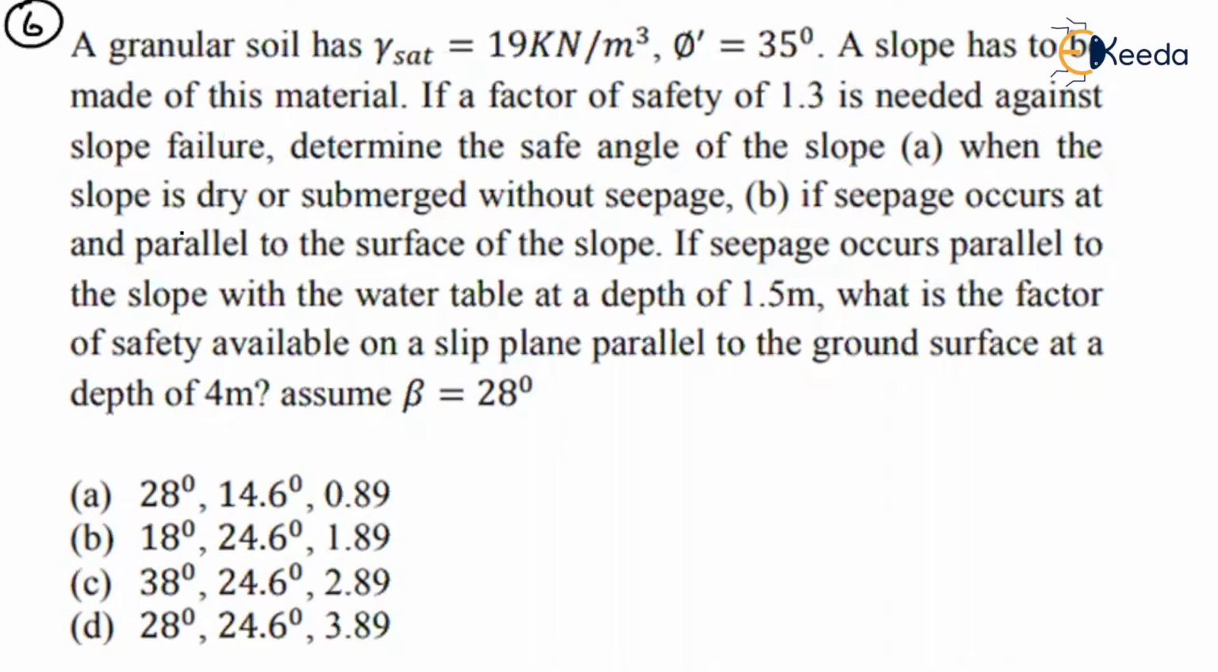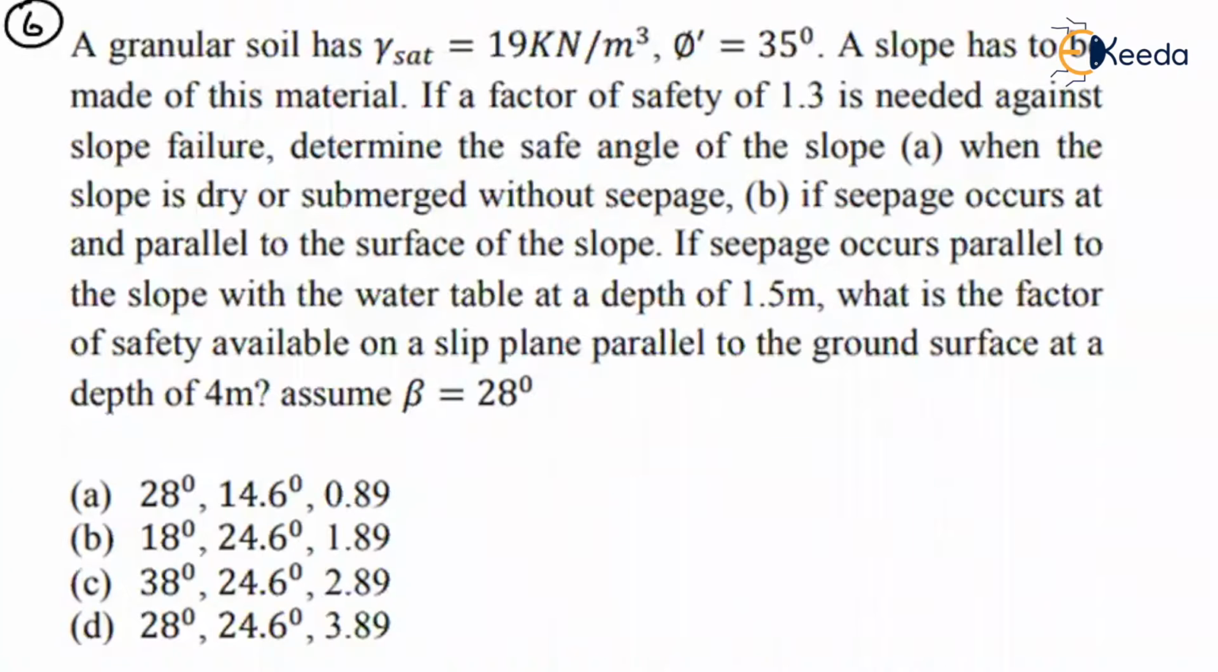First condition, when the slope is dry or submerged without seepage. In the second, seepage occurs at and parallel to the surface of the slope. In the third case, what you have to find? If the seepage occurs parallel to the slope with water table at a depth of 1.5 meter, what is the factor of safety available on the slip plane at a ground surface at a depth of 4 meter?